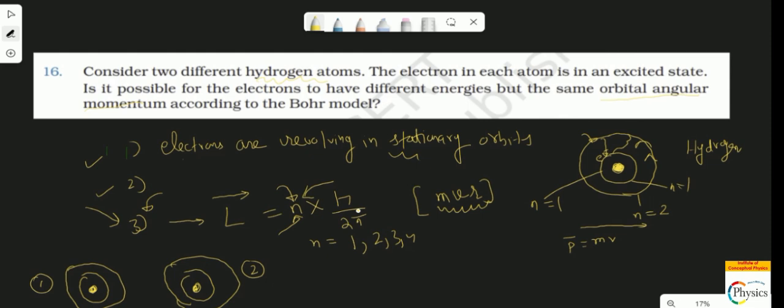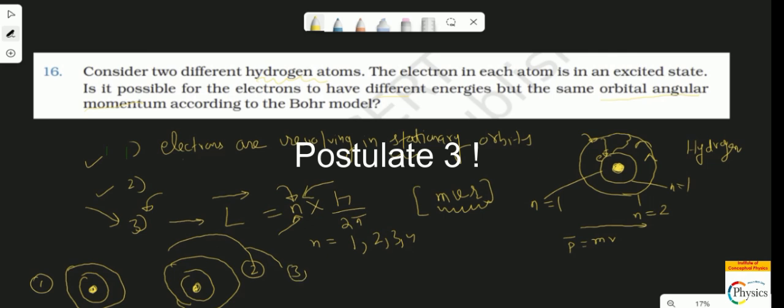Now it says, is it possible for the electrons to have different energies but the same orbital angular momentum? Now remember, orbital angular momentum is tied to n. There is no choice. For example, these are two separate hydrogen atoms, and I say there is an orbit number 3. It is tied to 3 as the principal quantum number, n. So it is quantized.